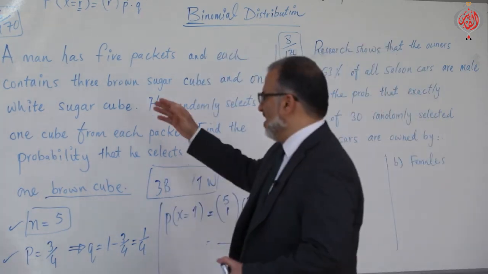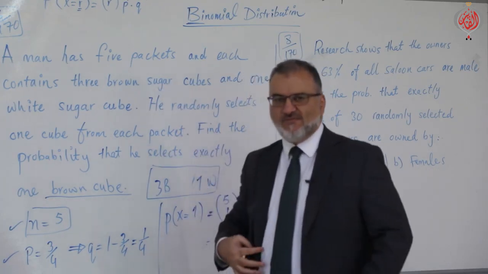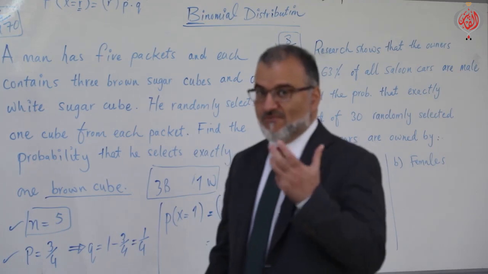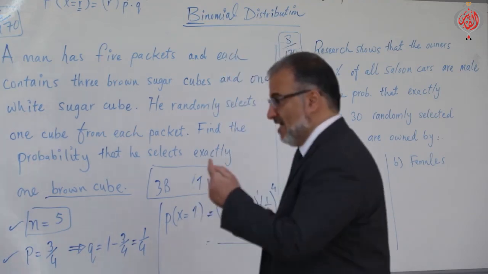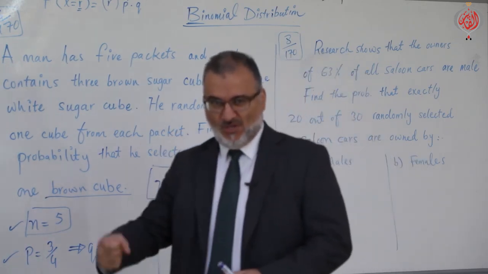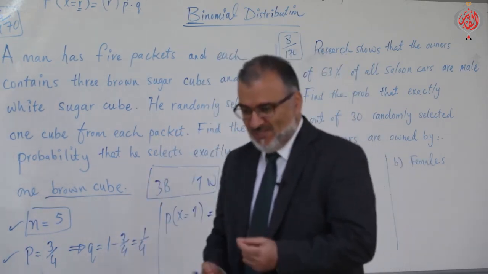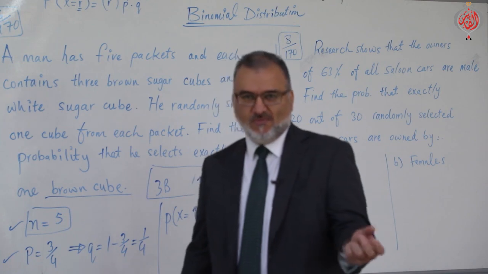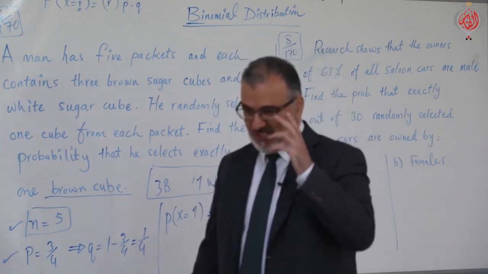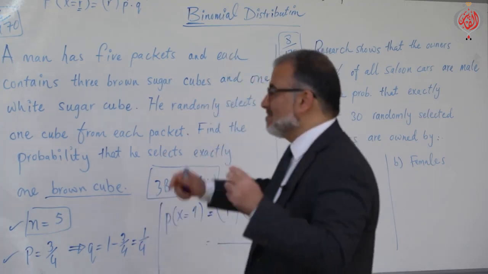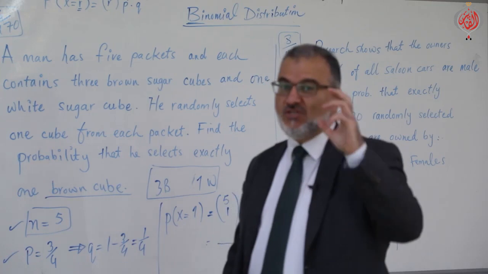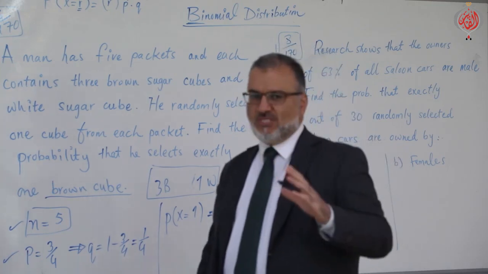So once you have a question, you have to read it carefully. You have to identify the type of random variable that you have. Here, we are selecting sugar cubes. The number of sugar cubes is countable, so it is a discrete random variable. Once it is discrete, you have to think first of all about the binomial distribution, so you have to recall directly the conditions of the binomial distribution.